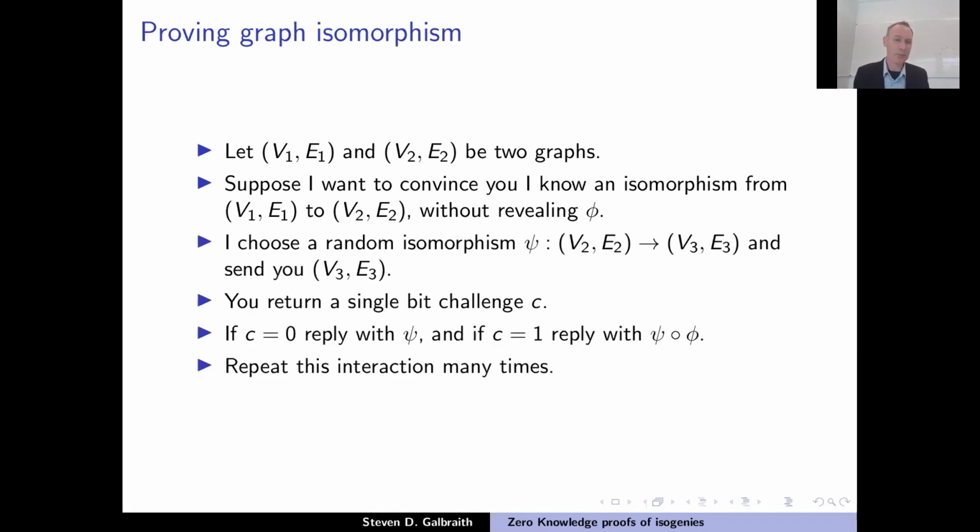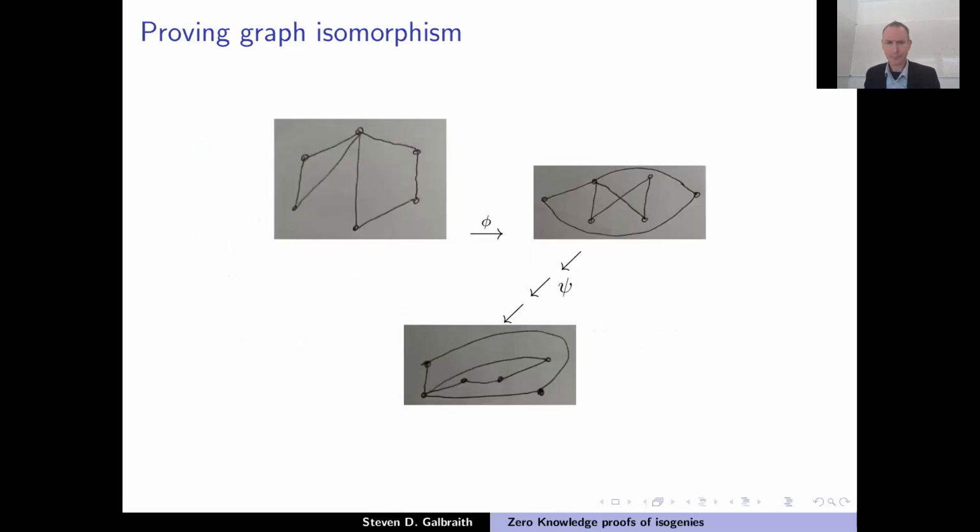What do I do? I compute a new random isomorphism from the second graph to the third graph, and I give you this graph, and that's a commitment, and then you send me a challenge. And if the challenge is 0, I reply with the random isomorphism I just chose, and if the challenge is 1, I reply with the composition of the two isomorphisms. So this is now an isomorphism from the first graph to the third graph. And then you can verify that I have answered your challenge correctly. And then we repeat this protocol many times. And after we've done this many times, you start to believe that I do know an isomorphism between these two graphs.